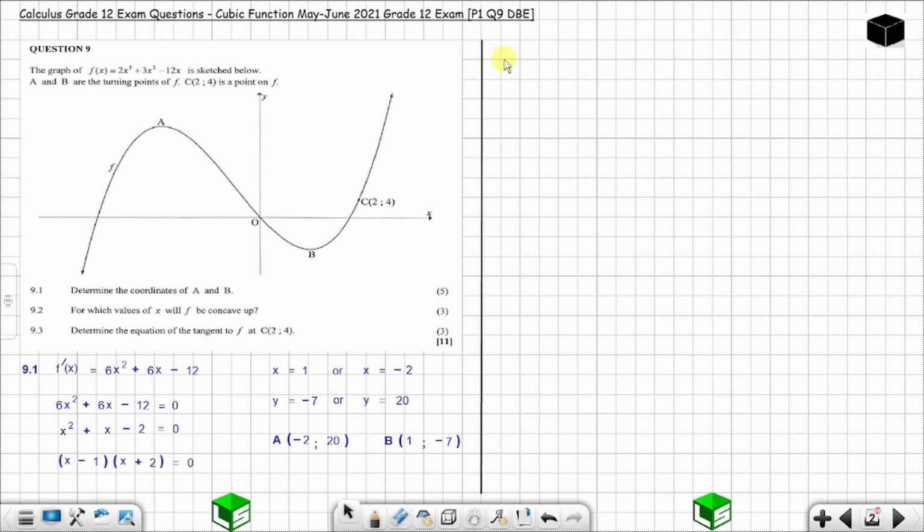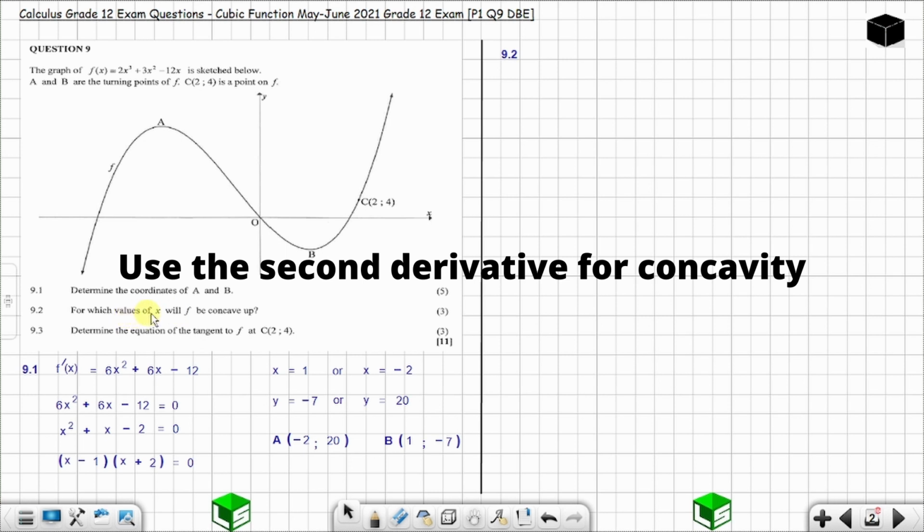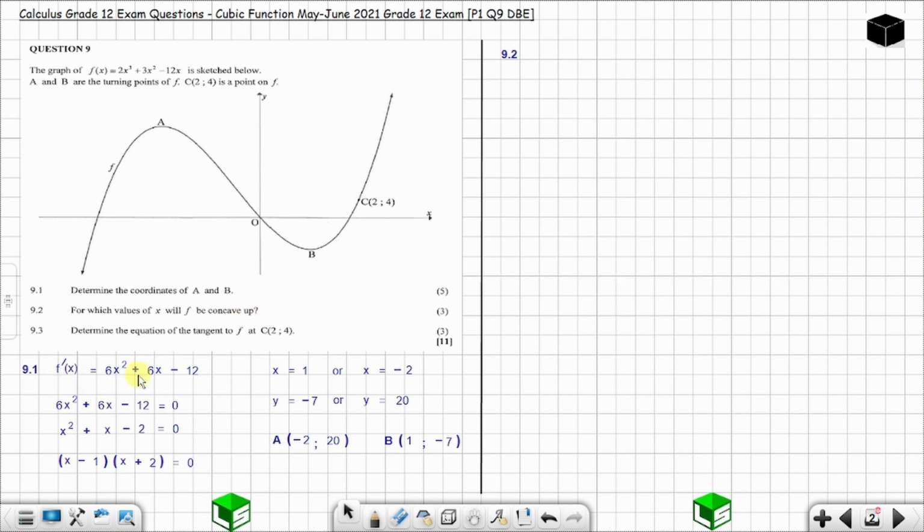Now it's question 9.2. For which values of x will f be concave up? 3 marks. Okay, to find where the graph is concave up or concave down, you need to use the second derivative. You have the first derivative, and you need the second derivative to find where the graph is concave up or concave down. Let's find the second derivative.